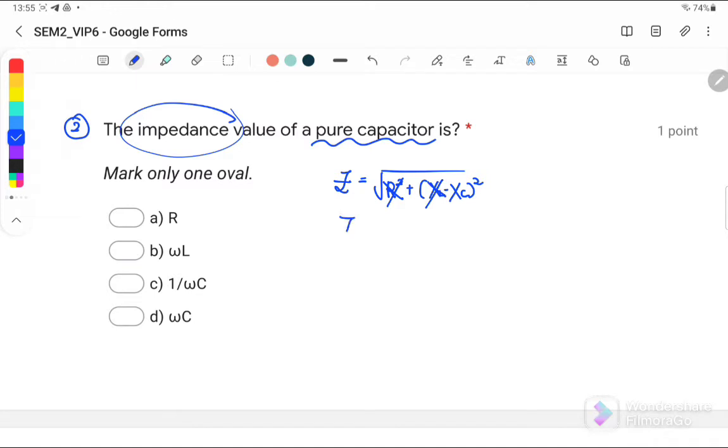So the impedance here only equals XC. The impedance XC is equal to 1 over omega C. The answer here is C.